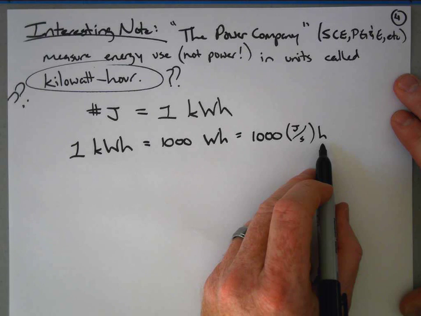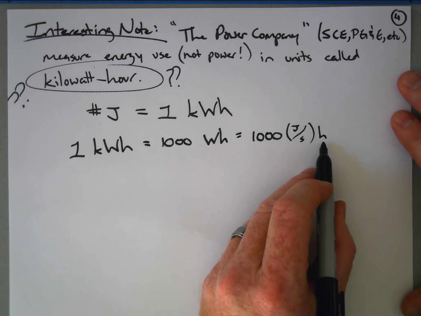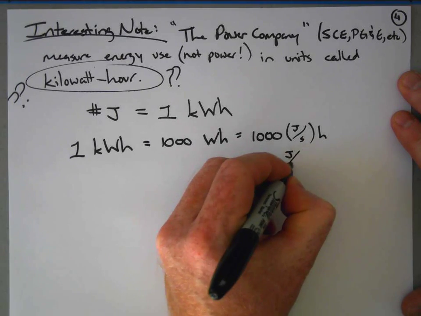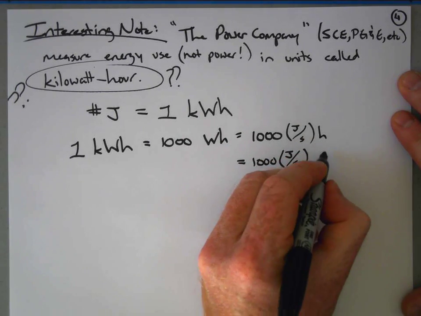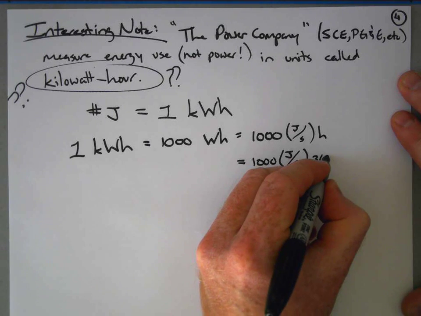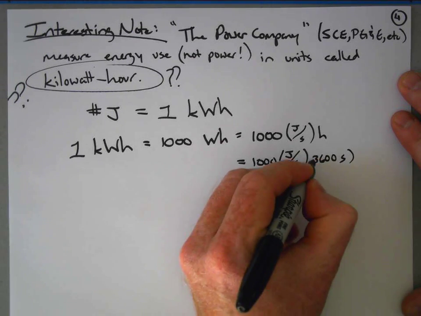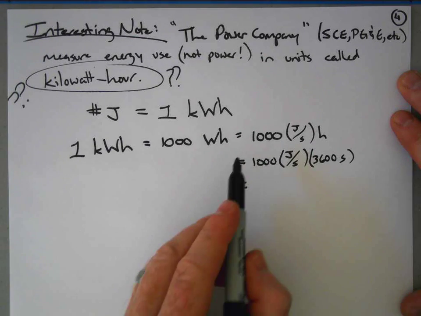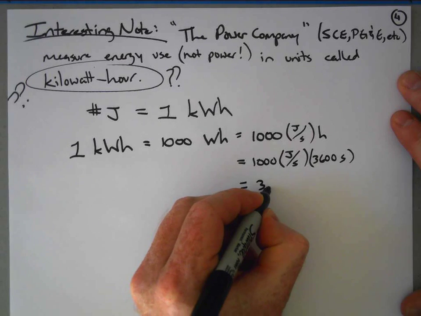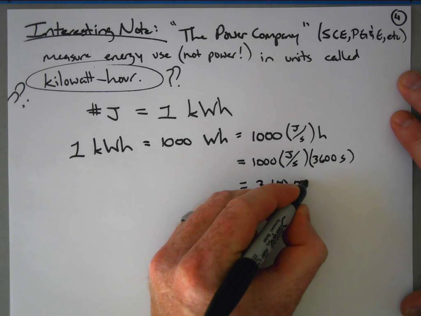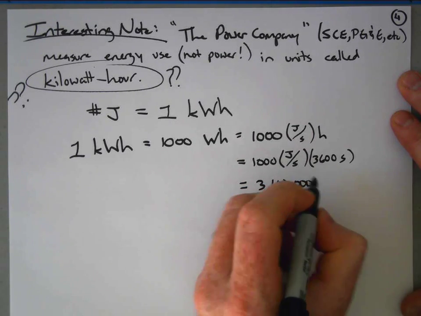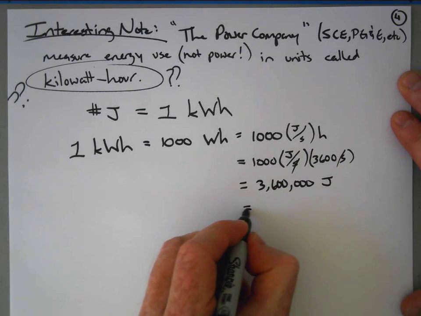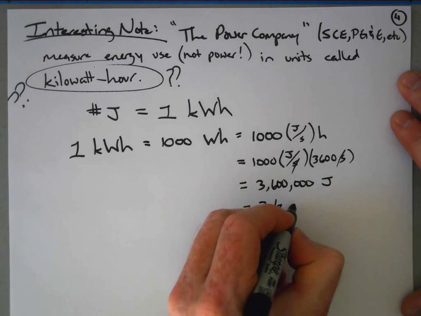Well, I know that in 1 hour there are 3,600 seconds. So I would have 1,000 joules per second times this hour, which is going to be 3,600 seconds. So what I'm getting to is pretty quick. 1 kilowatt hour is going to be equal to 3,600,000 joules. Here, seconds cancel when you do that multiplication. Or, alternatively, megajoules.